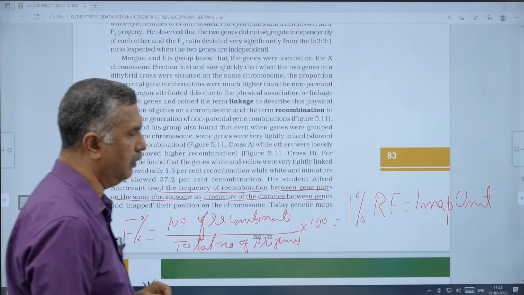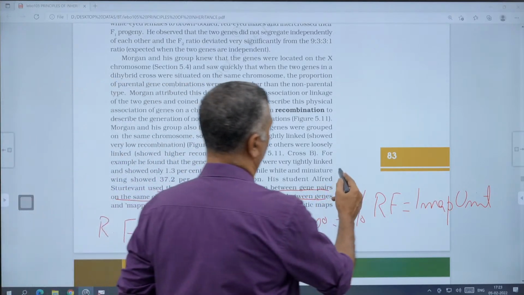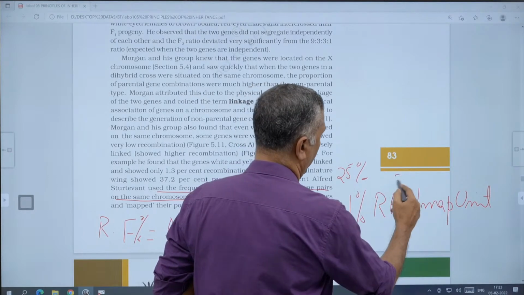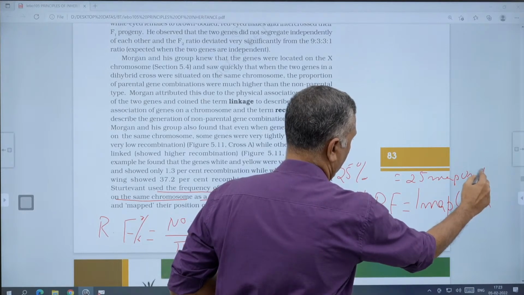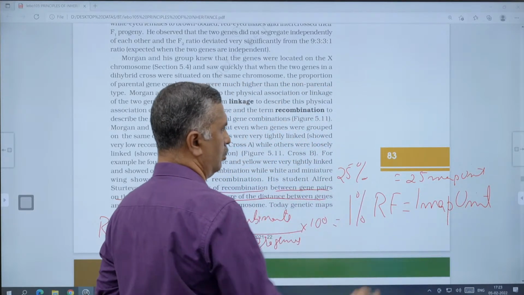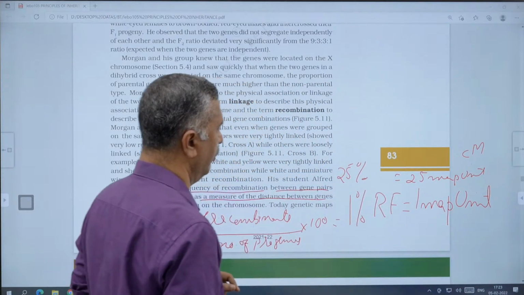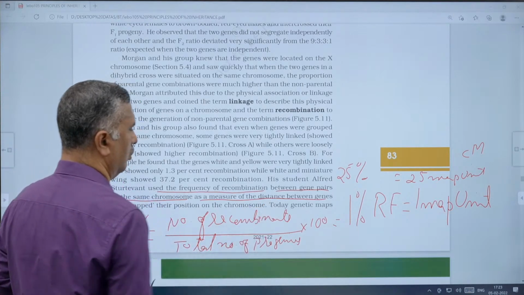1% recombination frequency is equal to 1 map unit. Then if the recombination frequency is 25%, what is the map unit? There will be 25 map units. It is also called a Morgan unit, or centimorgan. That unit is also centimorgan or Morgan unit, and it maps their position on the chromosome.